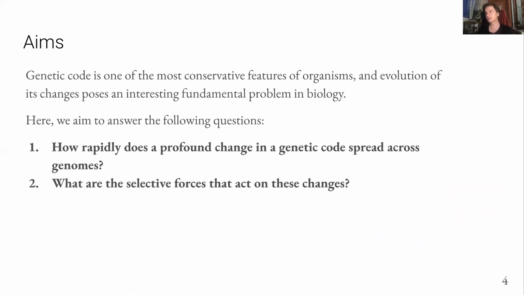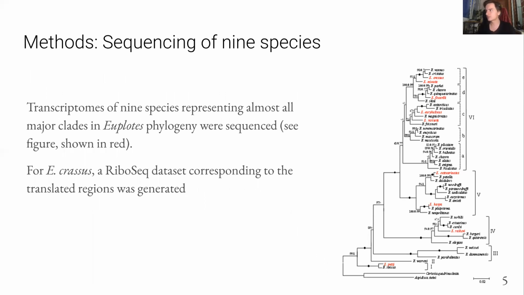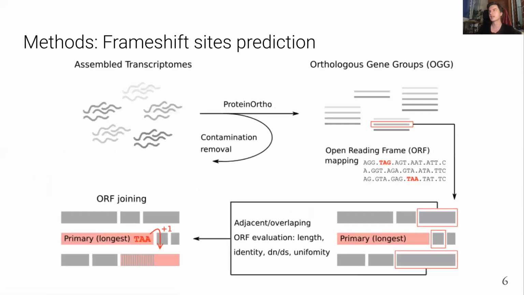And so we wanted to see if this change spreads across the genomes of Euplotes, and what are the selective forces that act on these changes. So we have sequenced transcriptomes of 9 species representing some of the major clades of the Euplotes phylogenetic tree. And we additionally generated a ribosome data set which corresponds to some translated regions there.